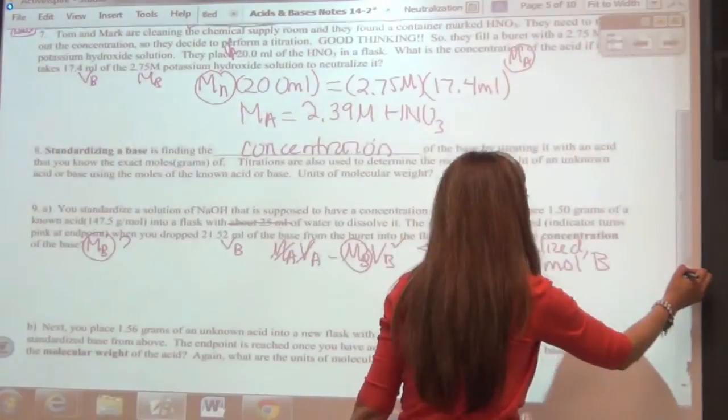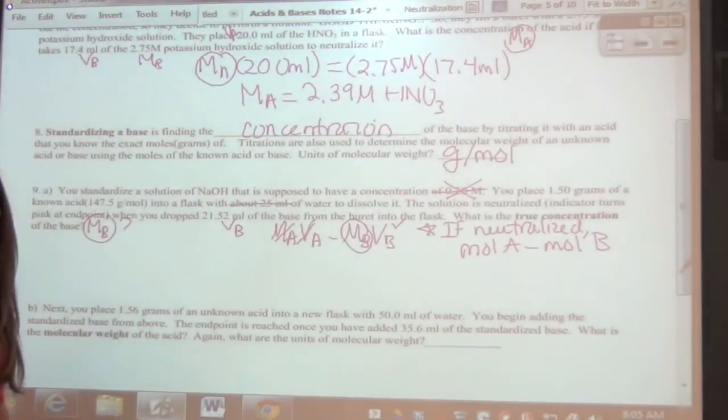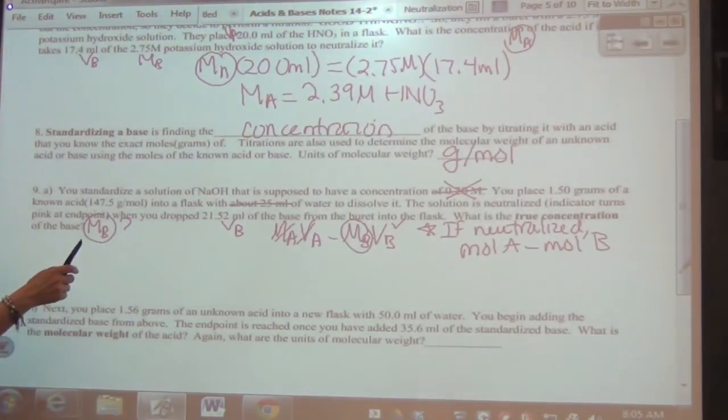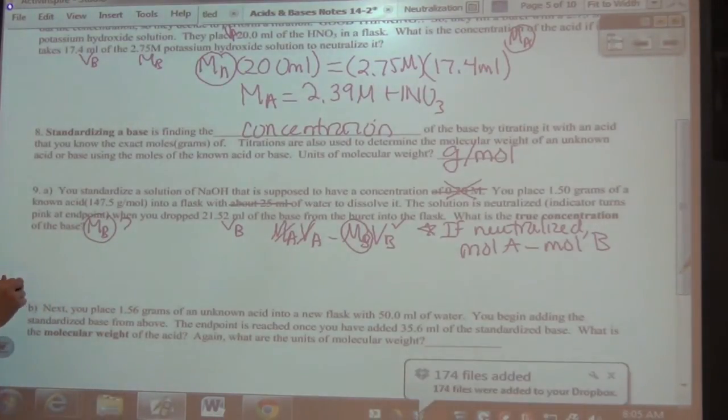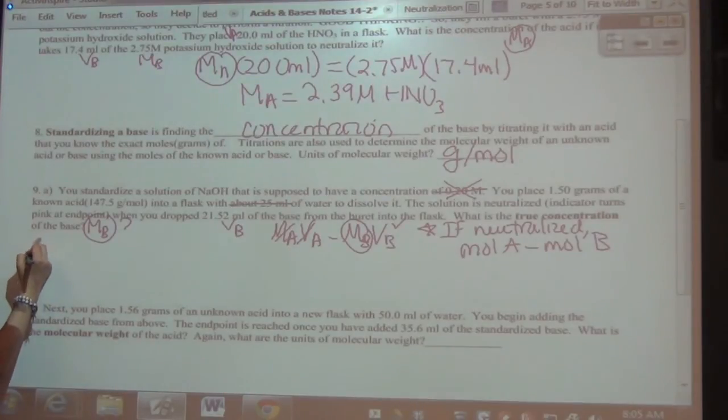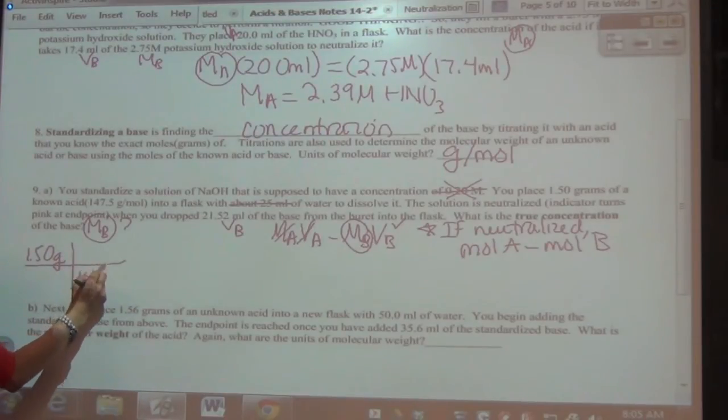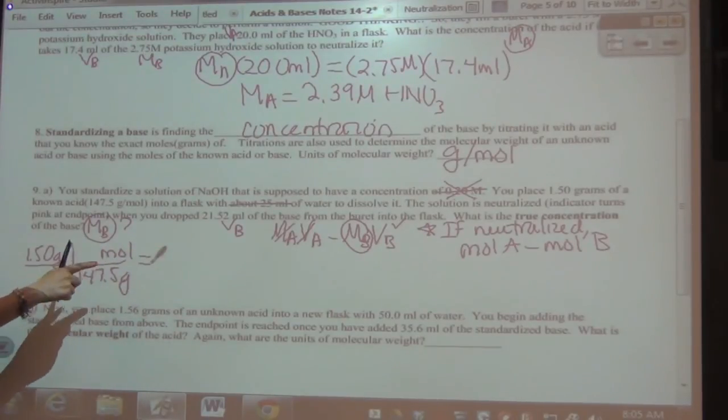Can I figure out the moles of my acid? What information do they give you? Grams and grams per mole. What can you do if you have grams and grams per mole? Divide. You can do a bridge, right? So I know that I have 1.50 grams, and I know the molar mass is 147.5 grams per mole. So that will give me my moles of my acid.